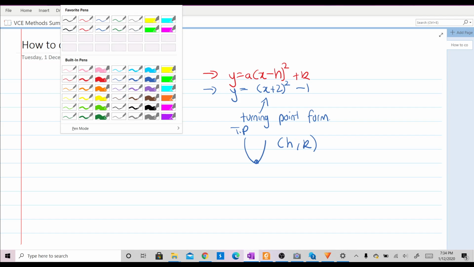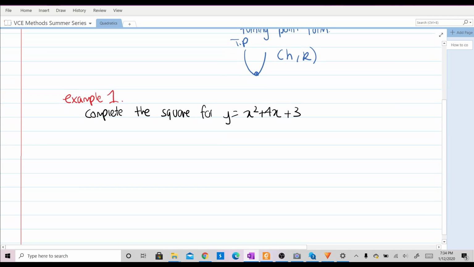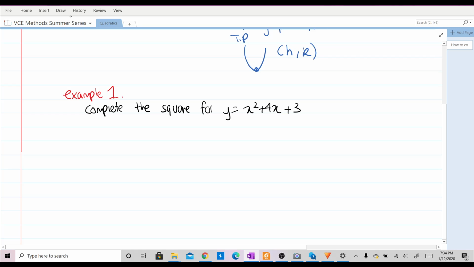So let's start with a basic example. Example 1. Let's complete the square for y equals x squared plus 4x plus 3. Now, this method that I'm going to teach is more like a formula. So once you learn the process and become comfortable with it, it's just about repeating it for every single question. So we're going to rewrite it to start off with.